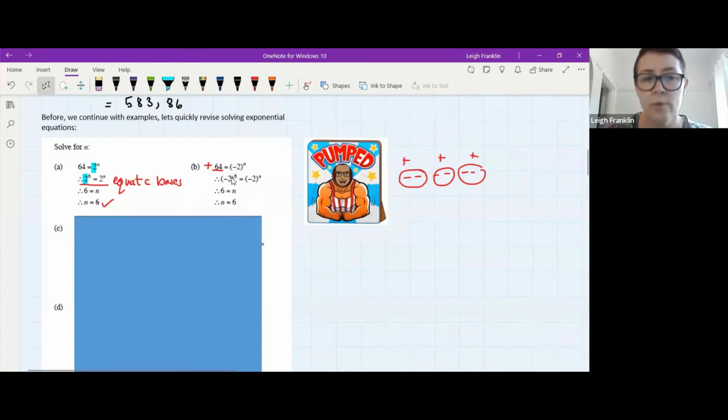When you equate the bases, though, you must make sure that they are identical. So if they've given you -2 to the n on this side, you must write -2 on the other side as well. Otherwise they will deduct marks.